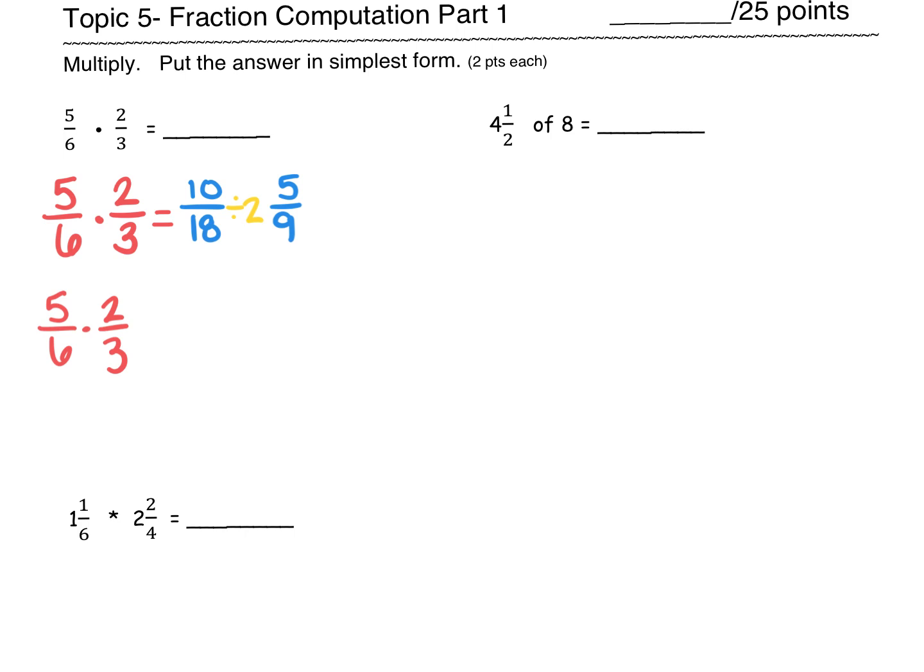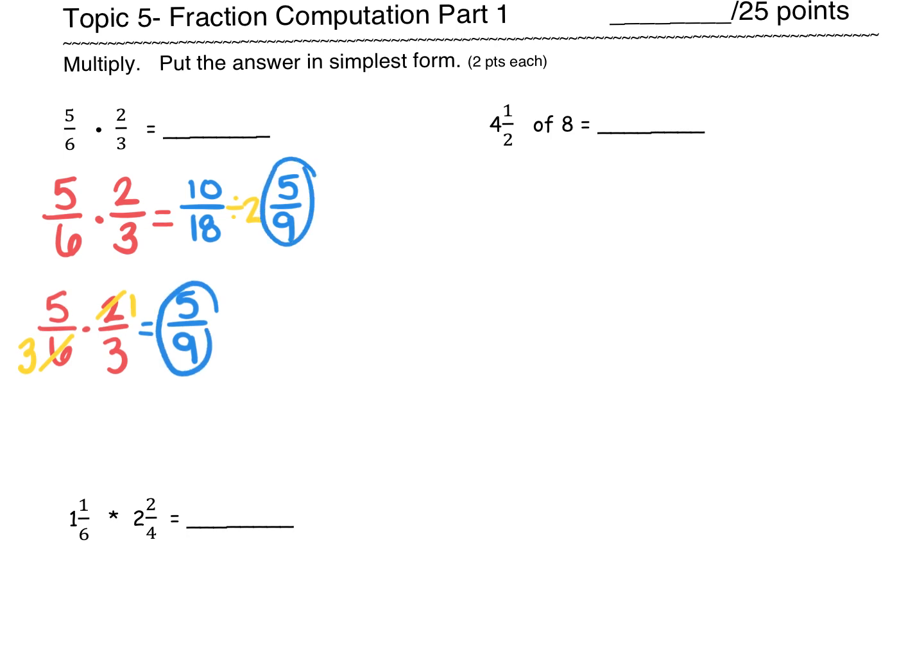If we were looking to simplify ahead of time, on the diagonal, 6 and 2 are both divisible by 2, so we can divide by 2 there. 2 divided by 2 is 1, and 6 divided by 2 is 3. Now when we multiply straight across, we've got 5 times 1, which is 5, and 3 times 3, which is 9, so we get that same simplified answer either way.